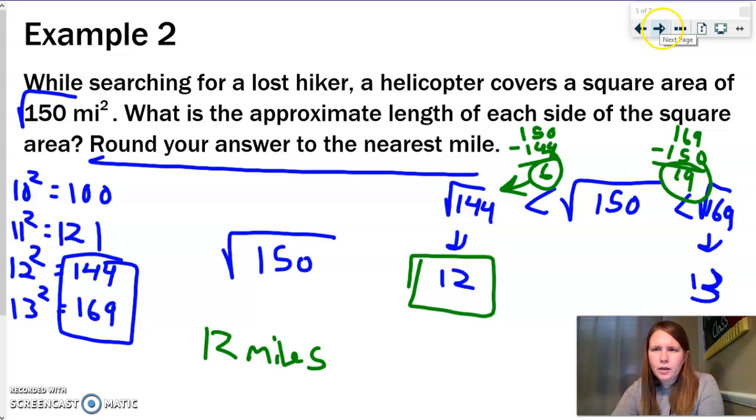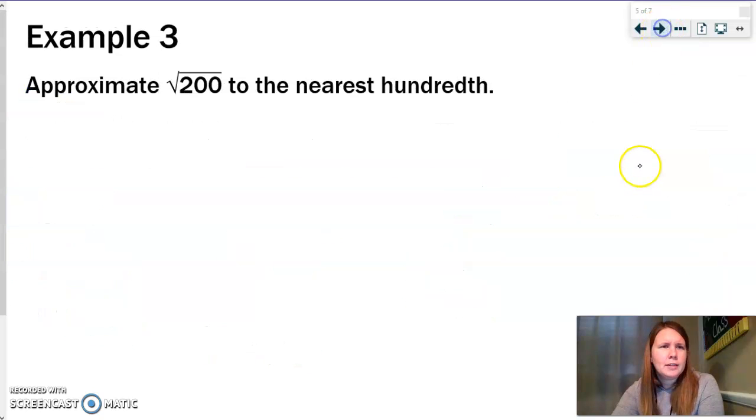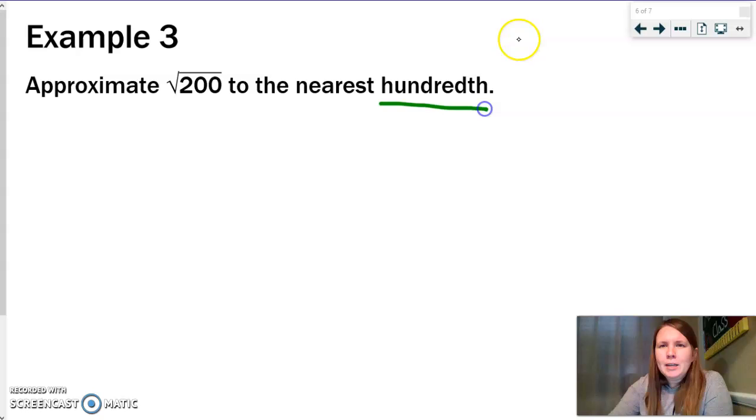All right, I can't remember if there's 3 or 4 examples in this one. Looks like we've got more than one. All right, so next one, though, we need to approximate the square root of 200 to the nearest hundredth. Hundredth, that means I need 2 decimal places.